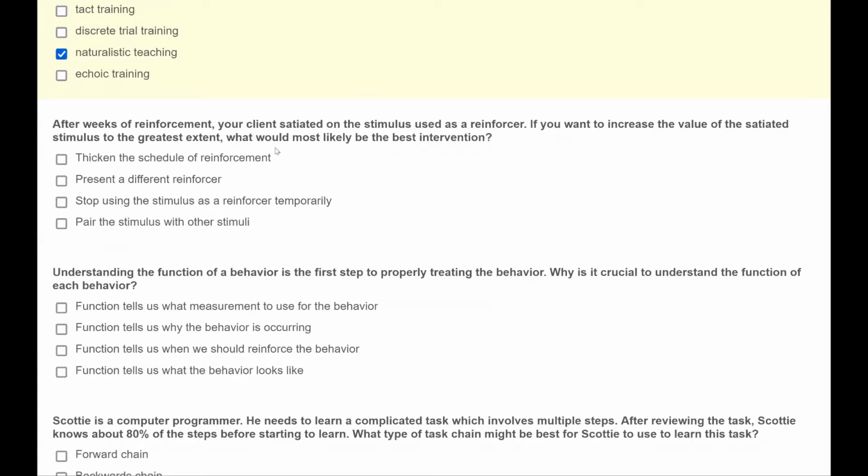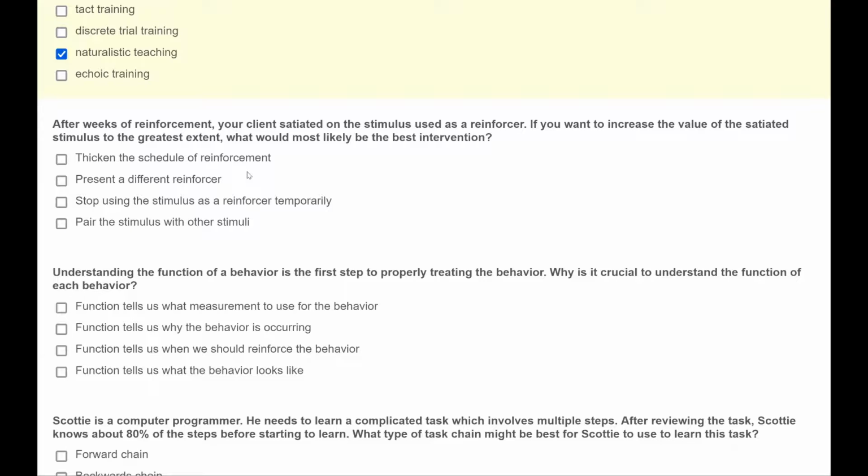After weeks of reinforcement, your client satiated on the stimulus used as a reinforcer. If you want to increase the value of the satiated stimulus to the greatest extent, what would most likely be the best intervention? What does that term satiated mean? Think about satiation, think about deprivation. Deprivation says you're not getting enough. You haven't got enough of something. Satiation is the opposite. If you're satiated on something, if there's satiation going on, you've had too much.